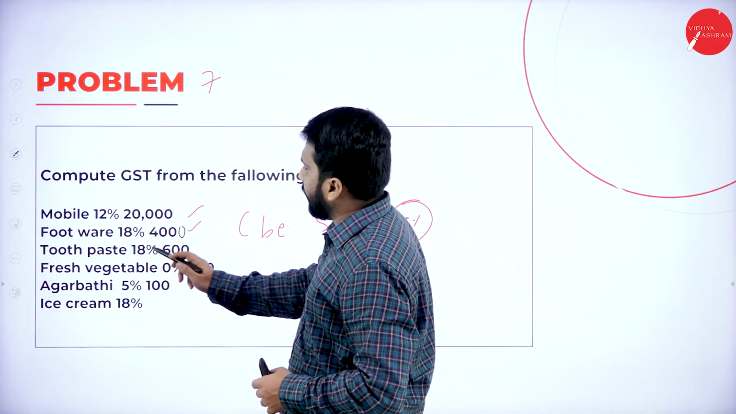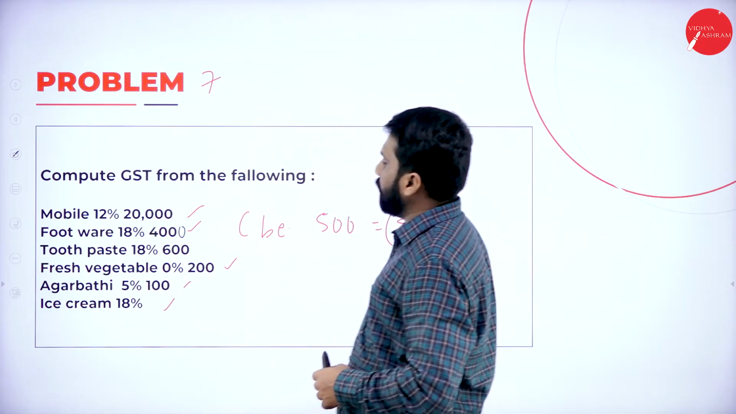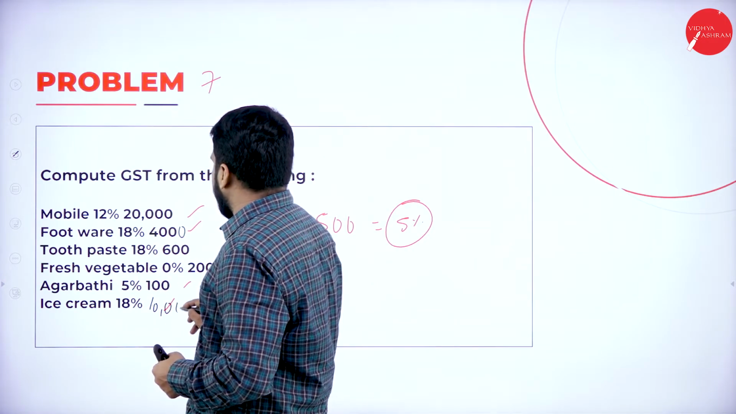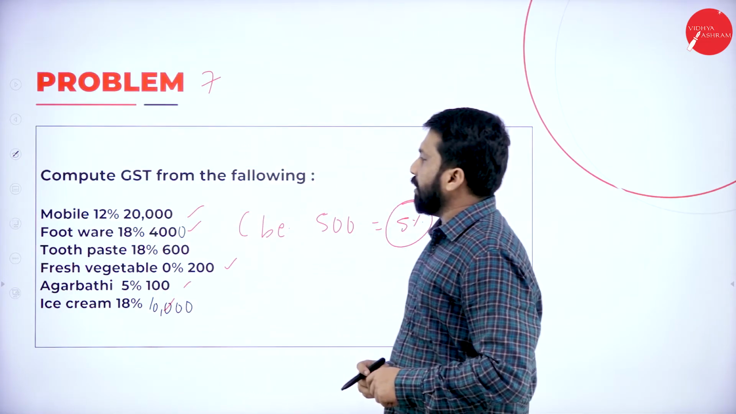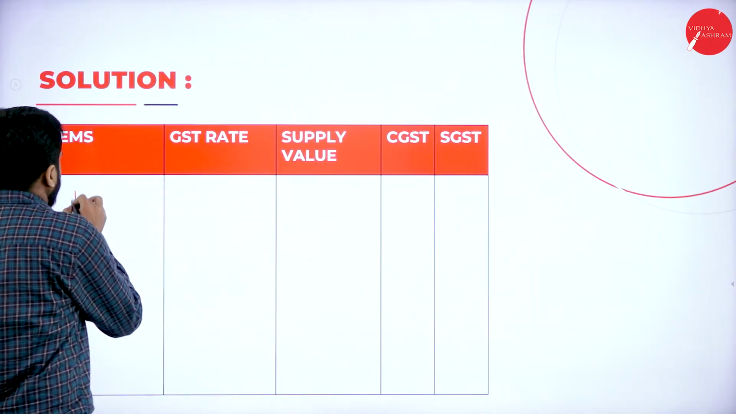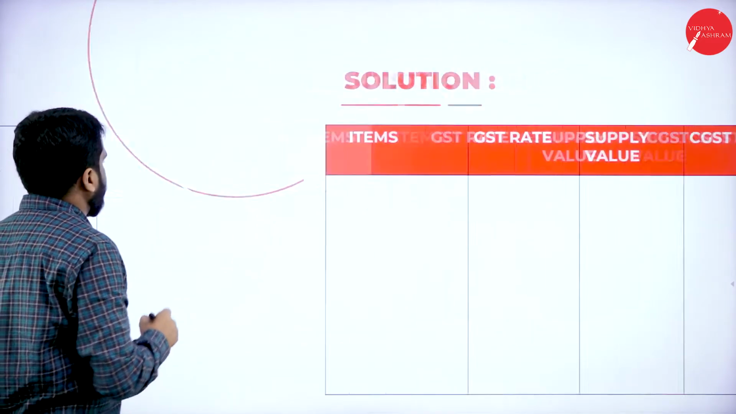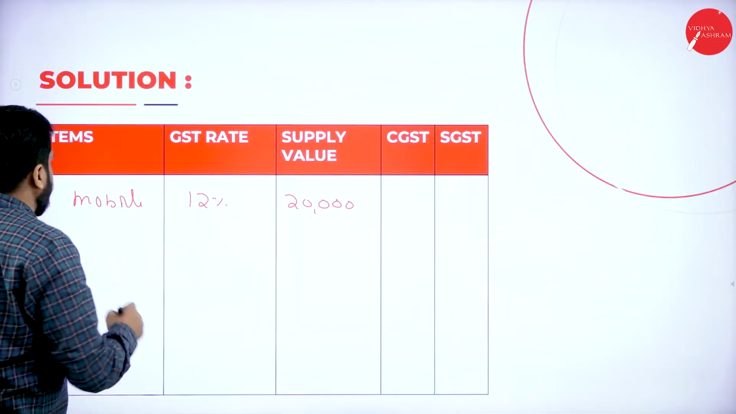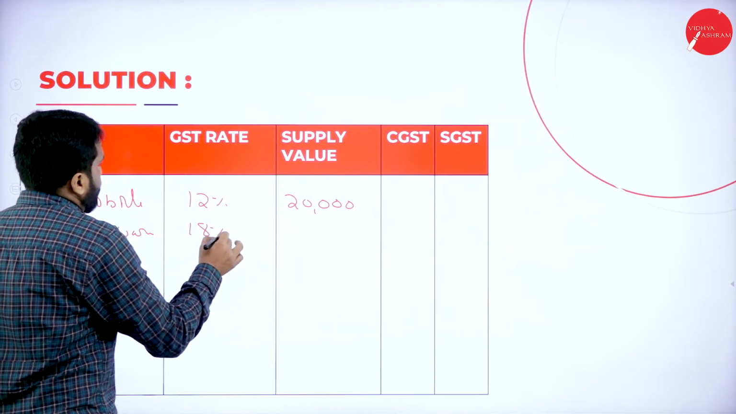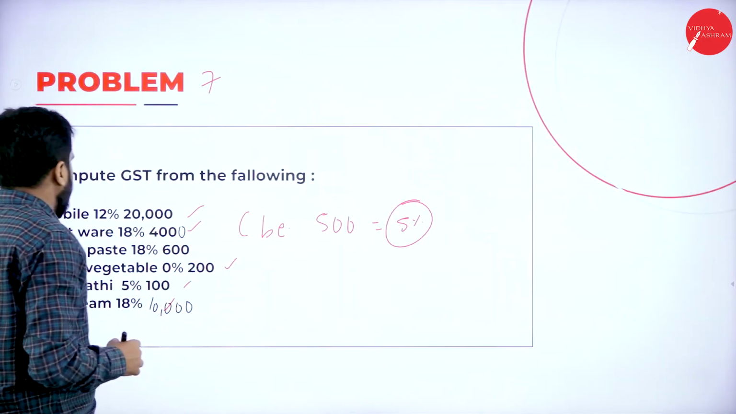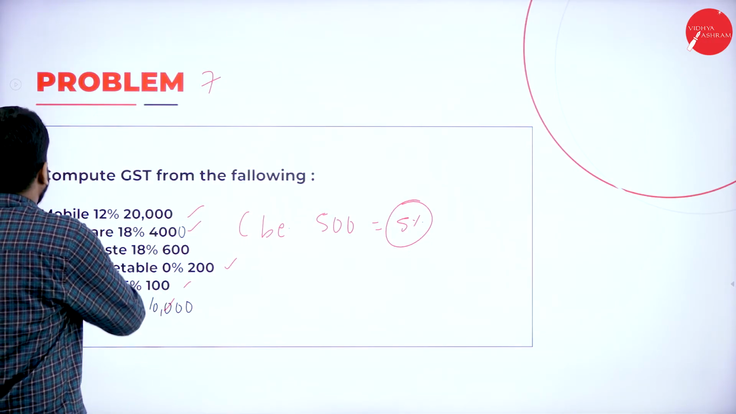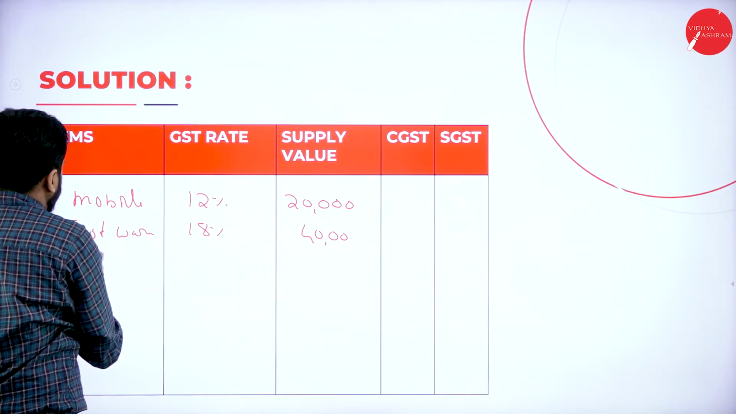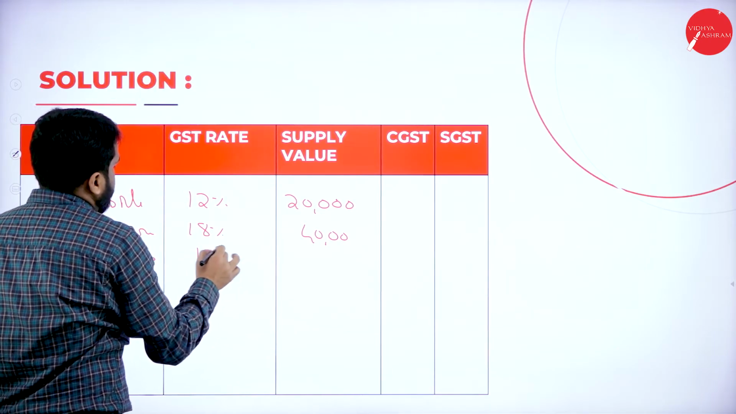Now, toothpaste, 18%, vegetable is 0, agarbatti 5%, ice cream, it is 18%. What is the value of ice cream? The ice cream value is 10,000. Now, we'll calculate this. First one, mobile, the percentage 12% and 20,000. Next, we have footwear 18% at 4,000. Toothpaste 600 at 18%.